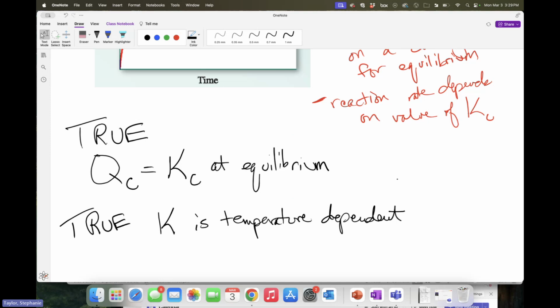If you guys have any questions about why those are true or why the false ones are false, then let me know. I tried to color code those as we went along. So your false statements are in red, but your true statements are in black. So hopefully that's helpful.